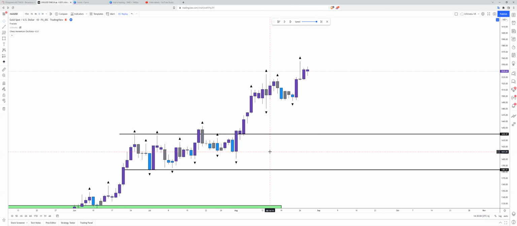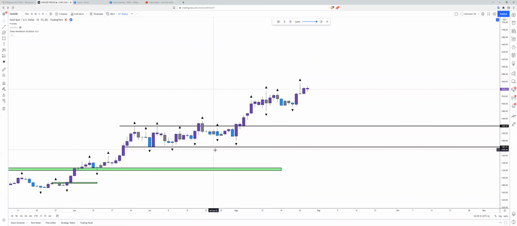Do we look for order blocks in this area, or are order blocks for another strategy? Order blocks are a completely other strategy. You don't need fractals for order blocks, but usually at an order block, there do appear fractals. And I'll show you what an order block is.